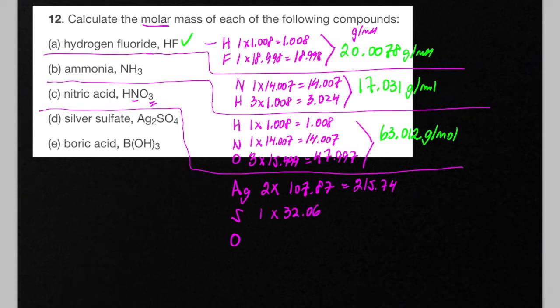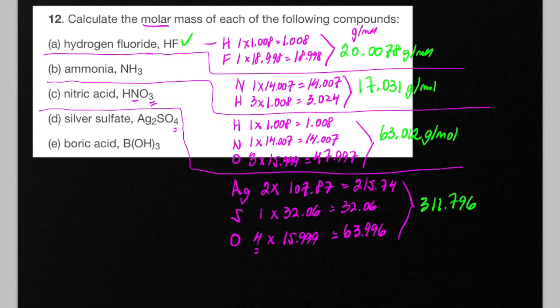Okay, silver is a pretty heavy metal. Sulfur is one of those, 32.06. Oxygen, we have 4 of them, so watch out for the 4. We have 15.999 in my ptable.com periodic table. Multiply that guy by 4. Okay. And the final step is to add these guys up. Okay, and we get 311.796 grams per mole.